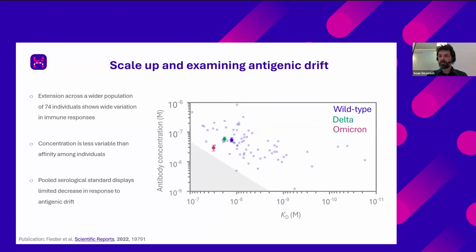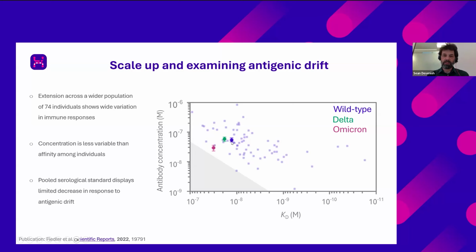And finally, we were able to expand the study yet further by collecting samples from a number of different centers. So we ended up collecting 74 individuals, and it tells the same story, just on a larger scale. Again, we can see a very wide spread of affinities, with the range being about 4 logs, where the concentration is more narrowly focused. And again, we can see this clustering not far from the non-binding regime.